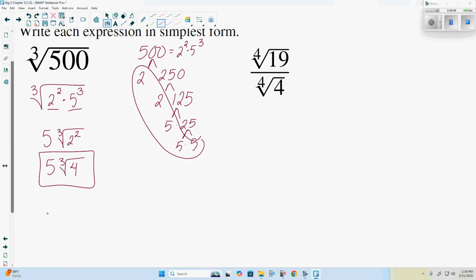Last one of this type are these two types here. We have the fourth root of 19 over the fourth root of 4. Kind of like the last one, the numerator, 19, is prime. The only numbers that are divisible or factors of 19 are 1 and 19. No other factors. It's prime. Now 4 we can rewrite as what? 2 squared.